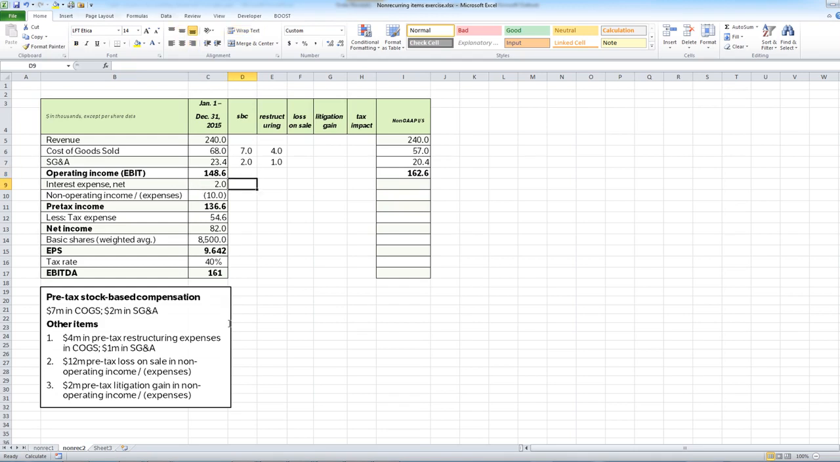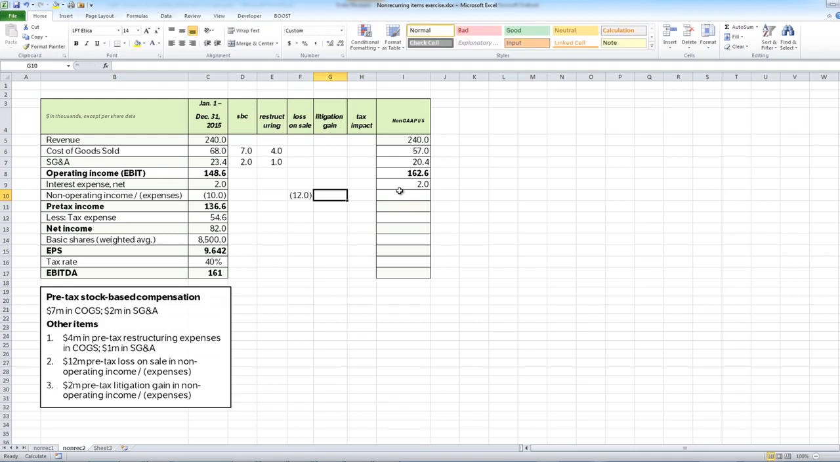Interest expense, there are no adjustments, so I can just carry that over. Again, if I wanted to be really good, I could copy over the formula, which allows for any non-recurring items if I ever wanted to use this template again. Now, non-operating income. We've identified that there's $12 million in pre-tax losses in this net expense category and a $2 million gain. The first is due to loss on sale, and the second one is due to a litigation gain. So first, let's identify that there is a loss on sale here, $12 million.